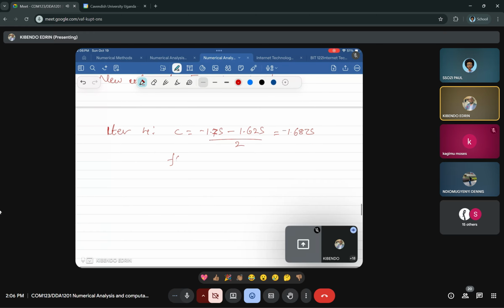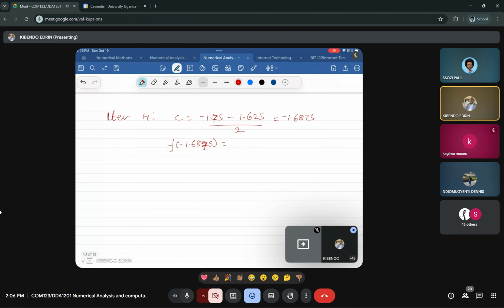Then we find, is that 7525? It's me writing, you have to bear with me. What is the answer? Negative 0.0096. That's the 4th iteration, and the interval.